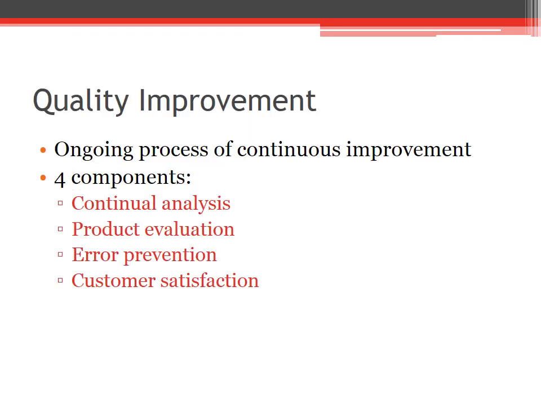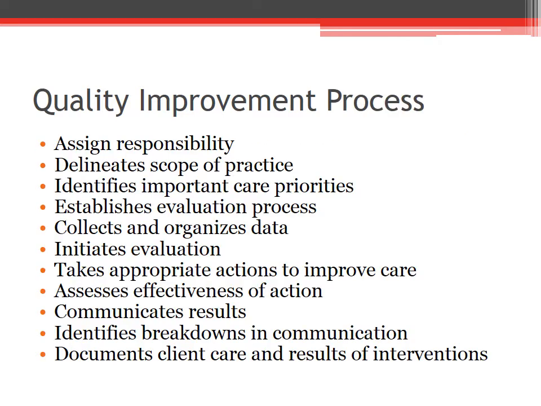So the first part of this is going to be quality improvement. And this is an ongoing process that should be happening all of the time. It's not as if you first do continual analysis and then do product evaluation and then error prevention and then customer satisfaction. Ultimately, all four of these different components is an ongoing continuous process. They're just continually looping over and over again. And each one of these processes will be discussed in a little bit more detail, but ultimately this is the way that we hopefully manage and improve the quality of care that we're giving in our hospitals today.